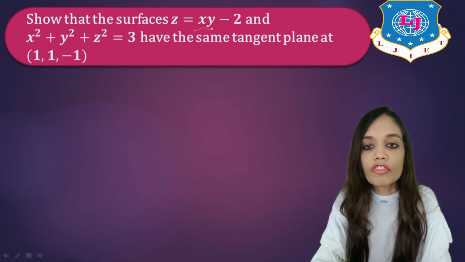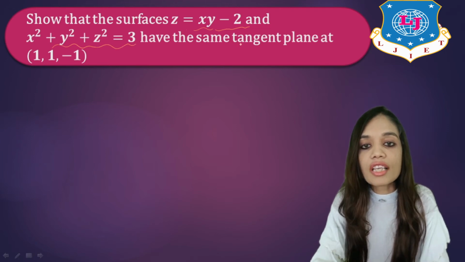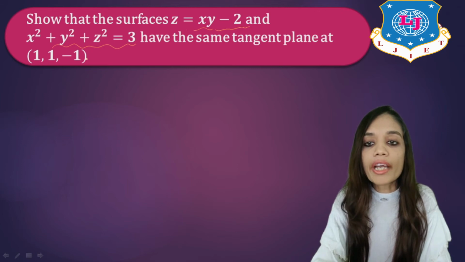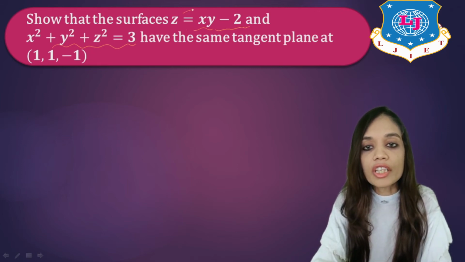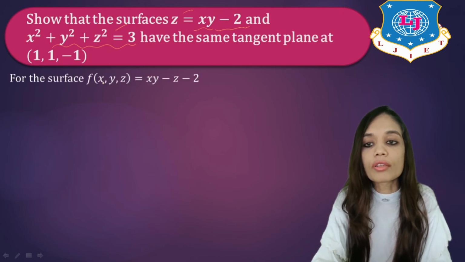This is the first surface, and x squared plus y squared plus z squared is equal to 3. This is our second surface. Show that they have the same tangent plane at (1, 1, -1). That is, we have to find the tangent plane of each and see whether the answer is the same or not. So let us begin with the solution.